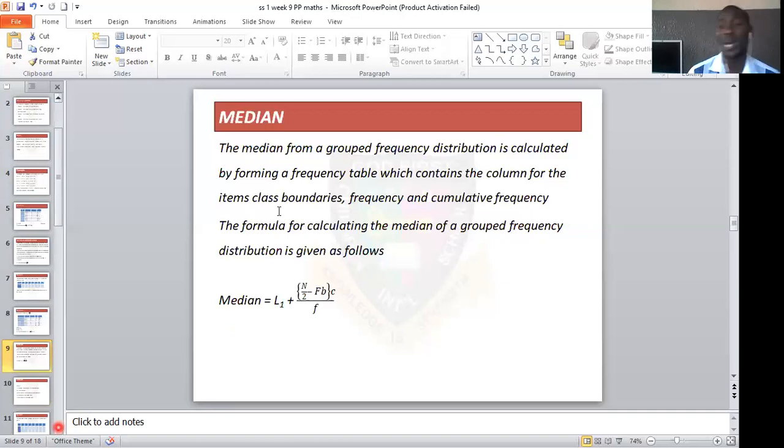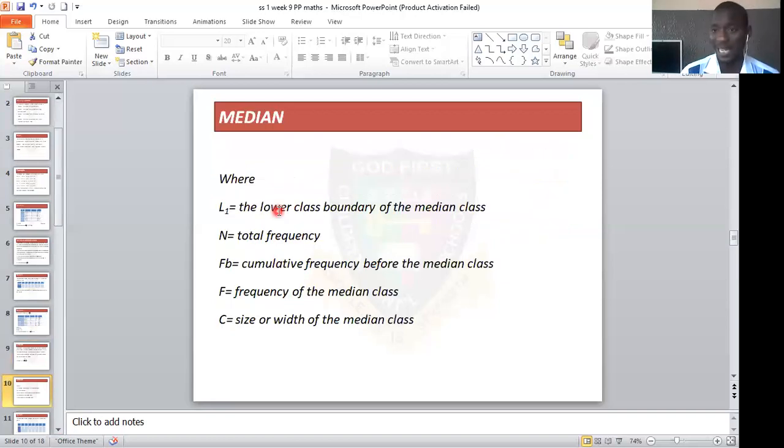L1 is the lower class boundary of the median class. When we say median class, if you look at the frequency, take the whole frequency divided by 2 and that will give you the median. If you have 50, the median number is 25. How do you get that? 50 divided by 2. That's how you get your median class. So the lower class boundary of the median class is L1. N from the formula is the total frequency.